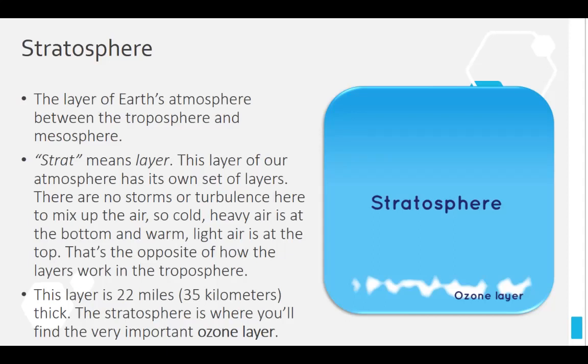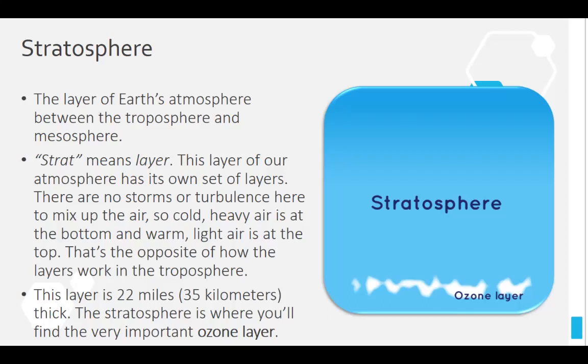So typically, heavy air is at the bottom and warm, lighter air is at the top. That's the opposite of how the layers work in the troposphere. We're typically warmer at the bottom as we're closer to the surface, and it cools as you go up. But in the stratosphere, it actually is going to warm as you go upwards.